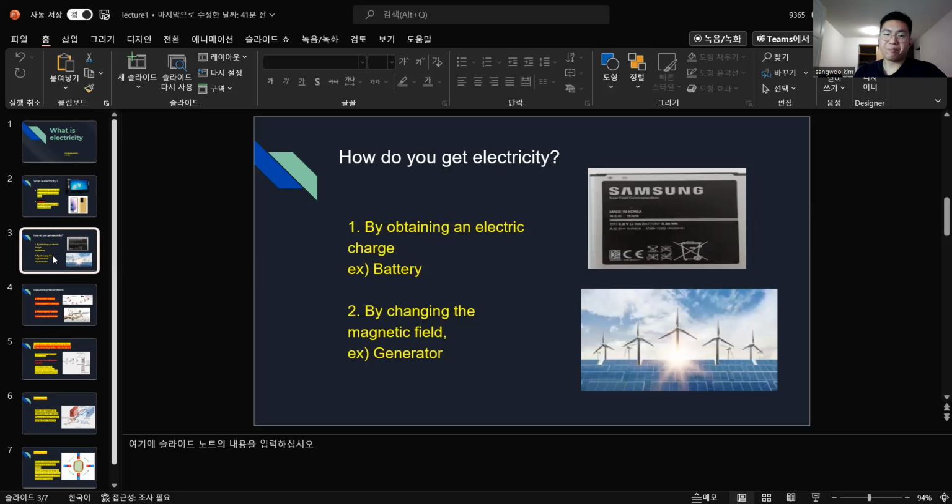Next, how do we get electricity? There are two ways. First of all, as we know well, is a battery, which means obtaining electric charge. I'll explain more about it later. The second way, as we generally hear, is a generator, by changing the magnetic field. I will also explain this part easily and simply.